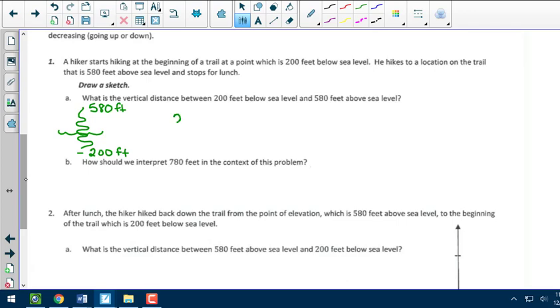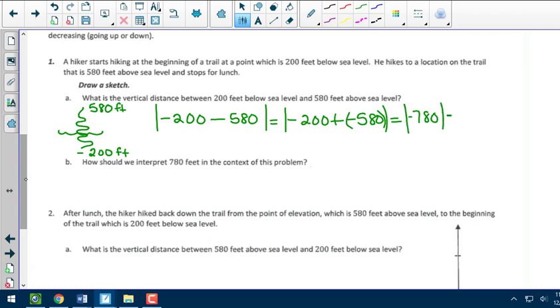So that's negative 200, and the distance, the difference, with 580, right? If I take that absolute value, I'm going to get negative 200 plus a negative 580, which I know, its absolute value would be same signs, add and keep. I would get negative 780, but distance isn't negative. It's going to be 780 feet.